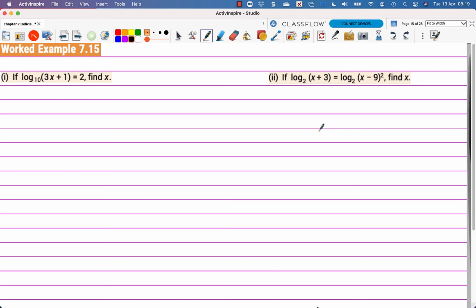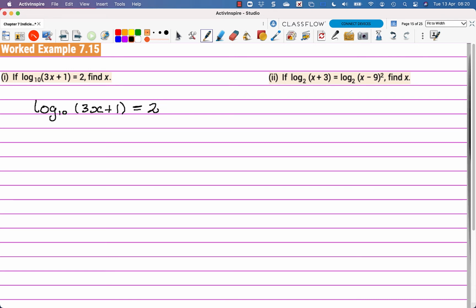This video is going to build on our knowledge of logs, and we're going to apply it to situations where we have to solve log equations. So if we look at worked example 7.5 part 1, what we have at the moment is a number which is written in log format, and in order to solve this we need to write it in its power format.